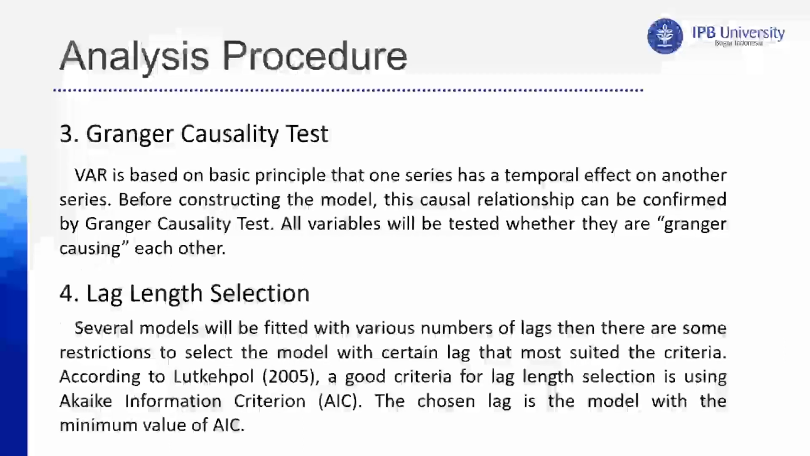After we get the picture of the causal relationships of all the variables, the next step is to select the lag length. This is done by fitting multiple models with various numbers of lags. A good criterion for this purpose is to choose the model with the least AIC value, according to Lütkepohl 2005.